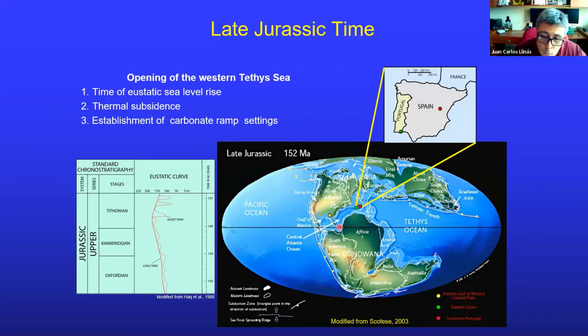So we're going to visit a couple of examples here. In the Iberian Peninsula, which at that time was located at a geographic location similar to where the Smackover buildups were, that is, in a carbonate ramp on the northern margin in the western part of the ocean. It's kind of similar.